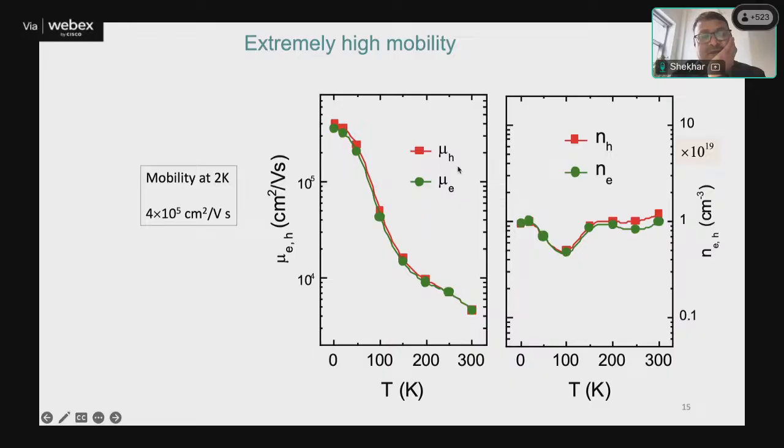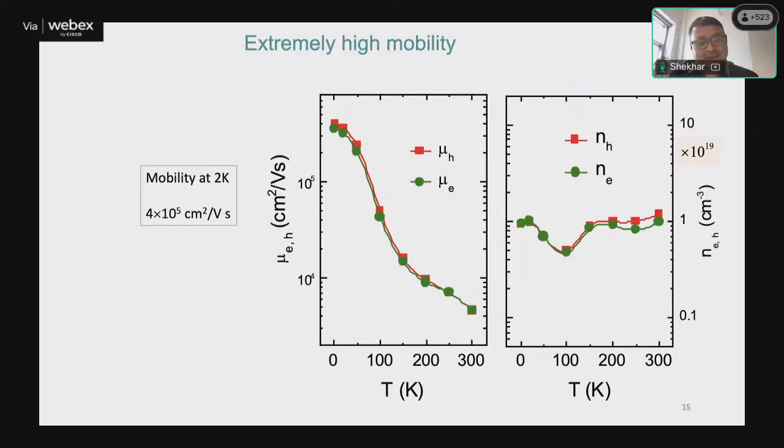This one we call the mobility, where we can see this mobility is going down with temperature. And also we have a charge carrier. By applying the two-band model at each temperature, we are able to separate how much charge carrier is hole type or electron type or both. So this is also not very complicated.